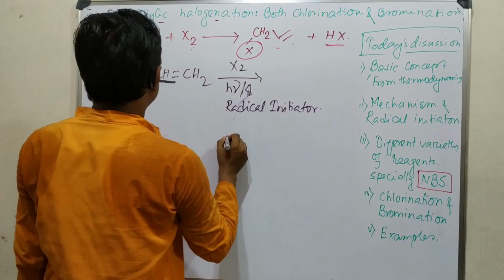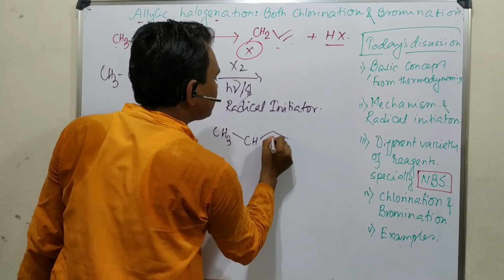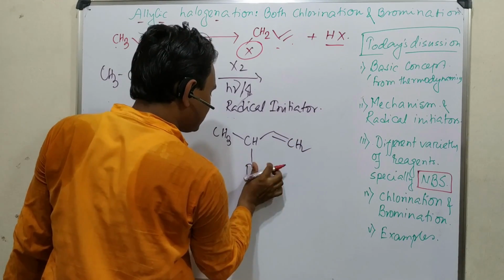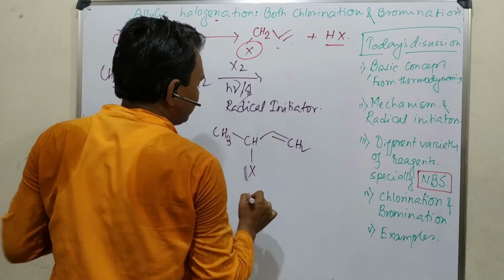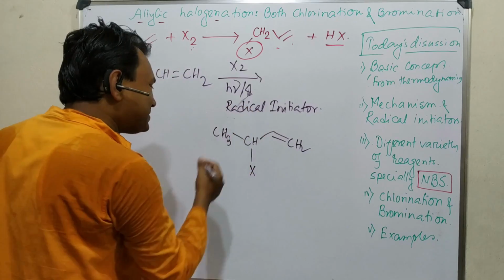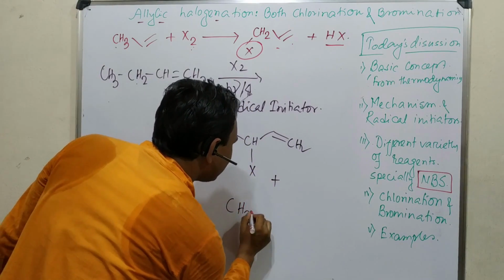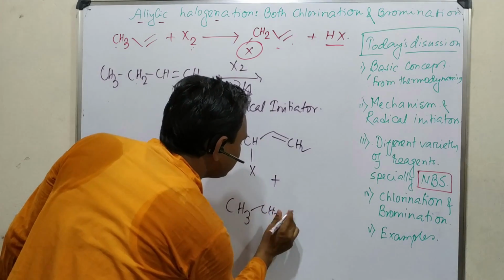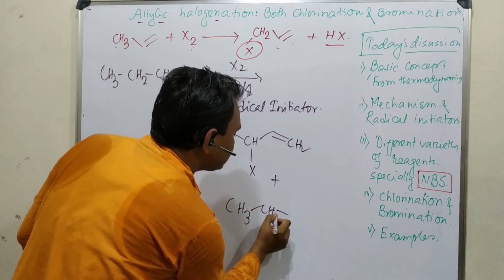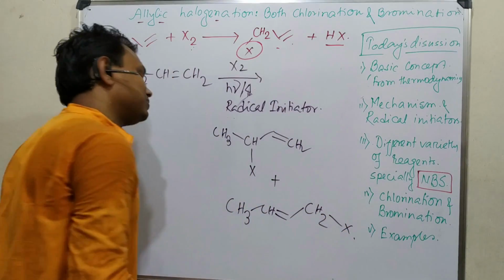The product will be this, CH3, CH double bond CH2, and this will be the halogen. For example, this is X. Fine, but this is not the only case. What will it produce along with this? It will produce CH, sorry, this is CH, then double bond CH2X. Now the question is, how is this produced?